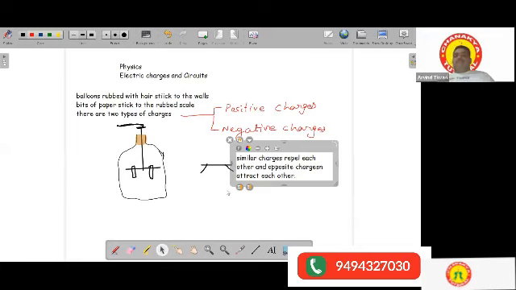Okay. So now which charges will be called the positive charges? Which charges will be called the negative charges? To understand that, we need to understand a little bit about the structure of atom. So we need to get into the structure of atom to understand the charges. Okay. So let's see the structure of atom also.